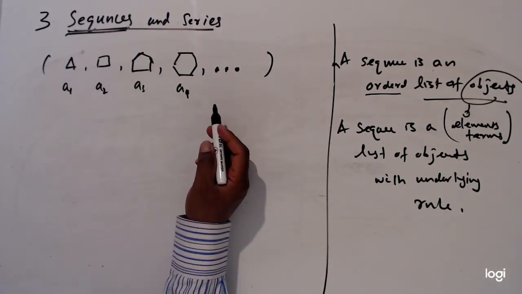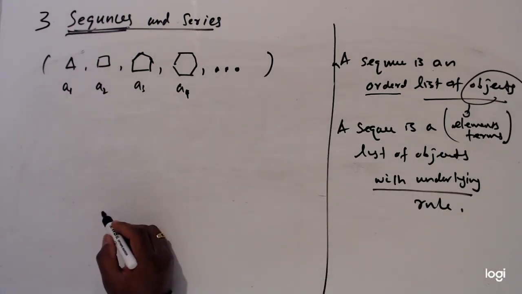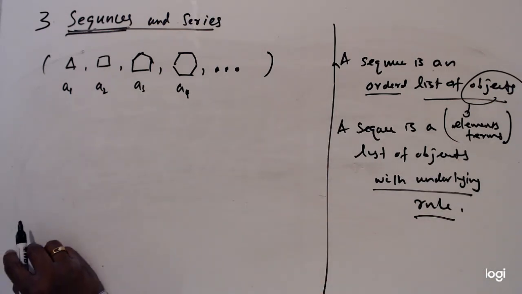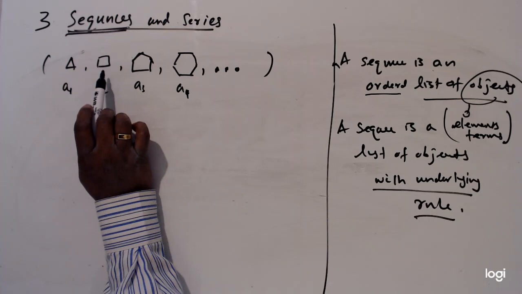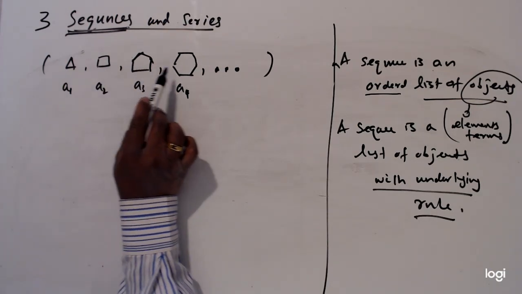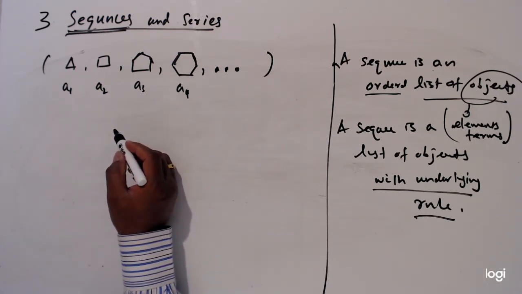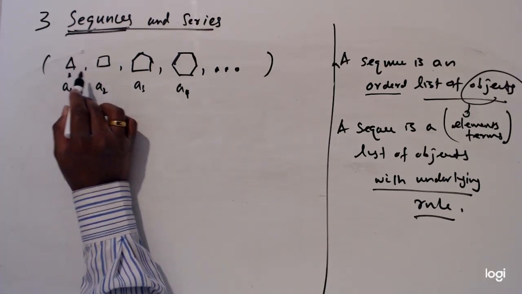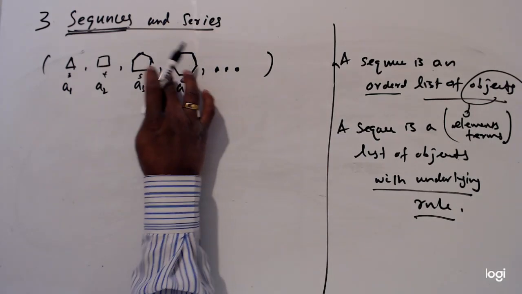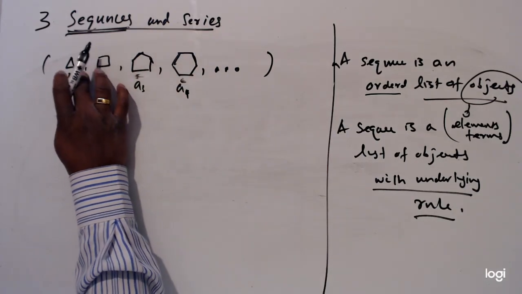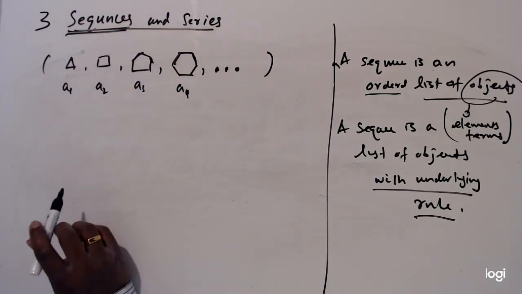And what is the underlying rule? The underlying rule is that the number of sides is increasing by 1 from term to term. So here 3 sides, 4, 5 and 6. The number of sides is increasing by unit 1.